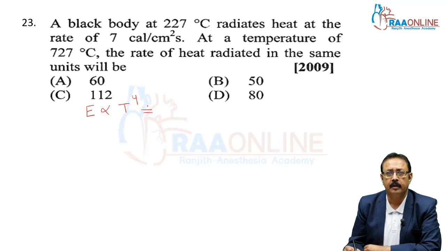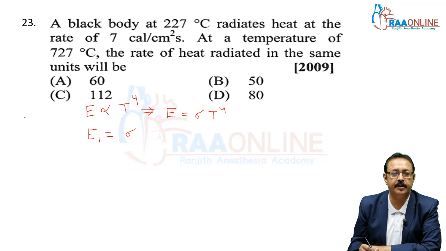Means E should be equal to sigma T to the power 4. Initial value of E, I am taking E1. So what was E1? Sigma. What was the temperature? I am writing here. Initially the temperature was 227 plus 273, that is 500 Kelvin. What was the final temperature? 727 plus 273, that is 1000 Kelvin.